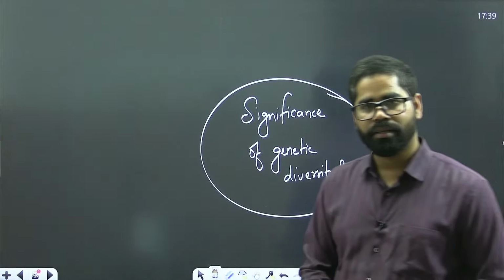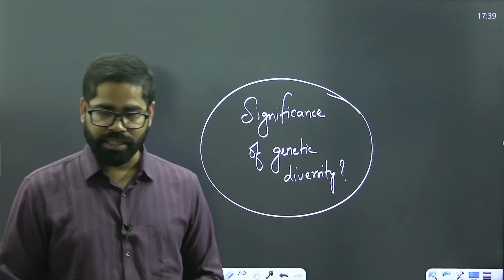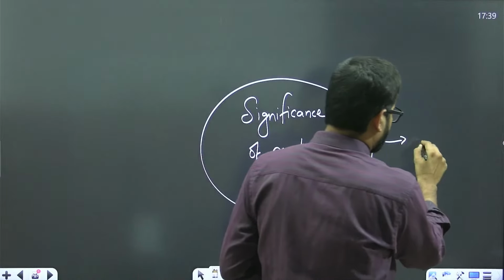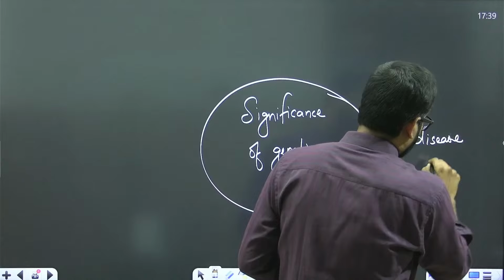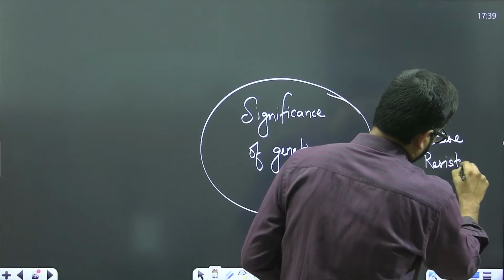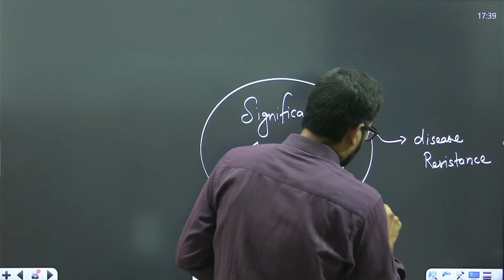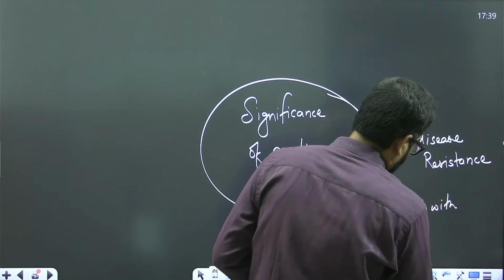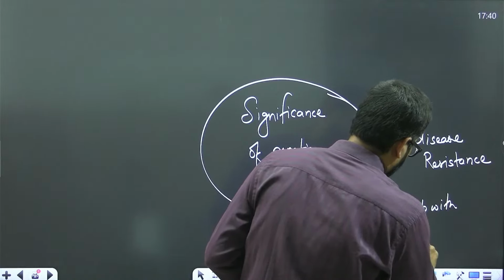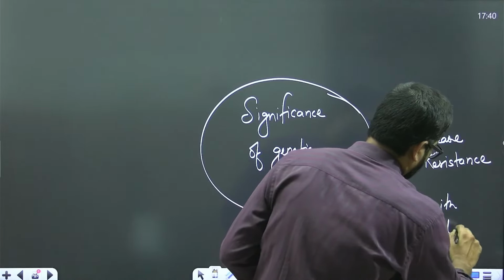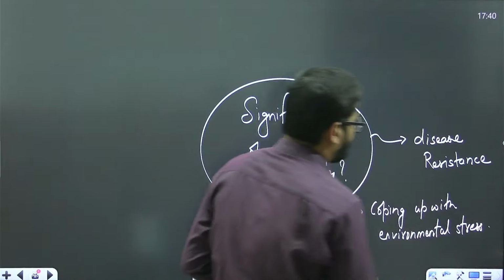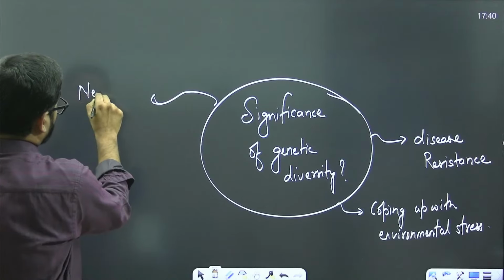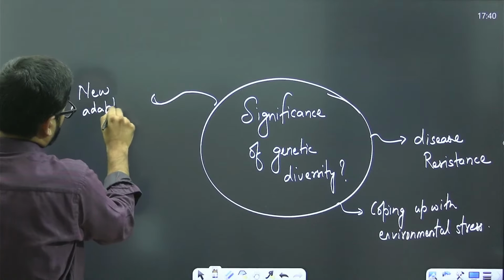Stable environment, disease resistance, yes. The first thing which we get here is that there is going to be disease resistance. Coping up with environmental change or environmental stress. New adaptations.